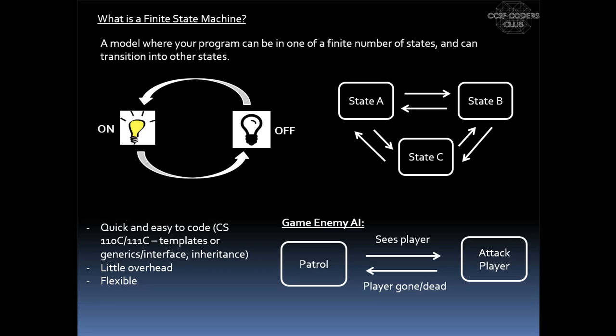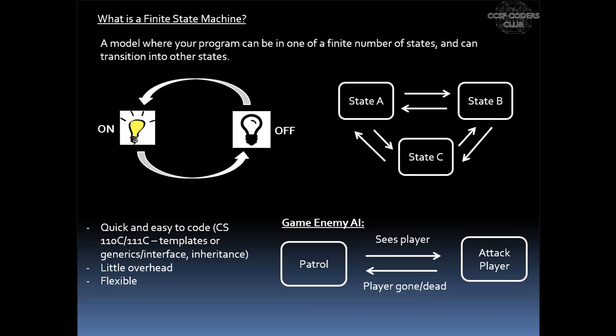The most basic example of this is, of course, a light bulb. A light bulb has two states. You flip the switch, it goes to the on state, and there its behavior is to emit light and heat. You flip the switch again, it goes to the off state, where its behavior is to not emit light and heat.